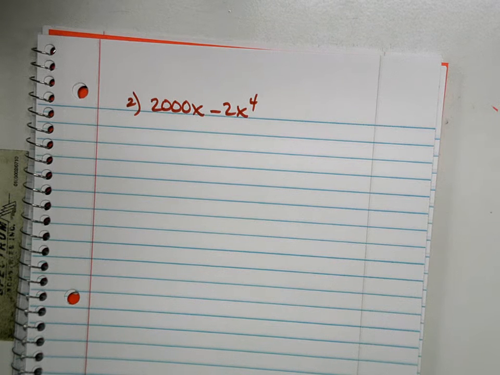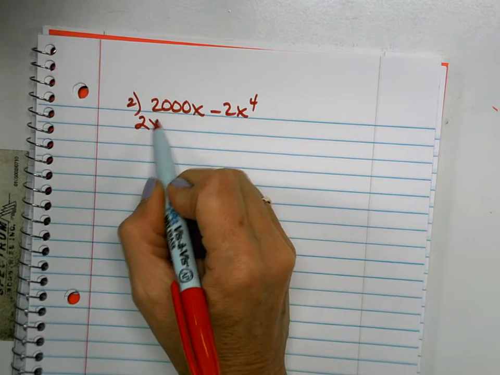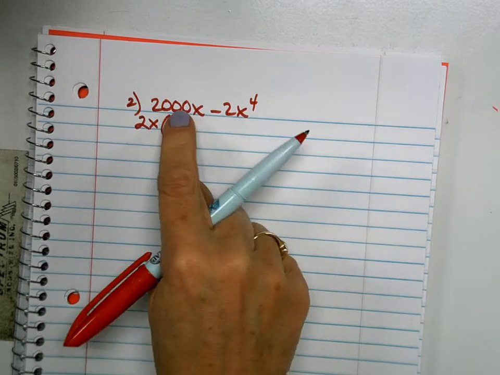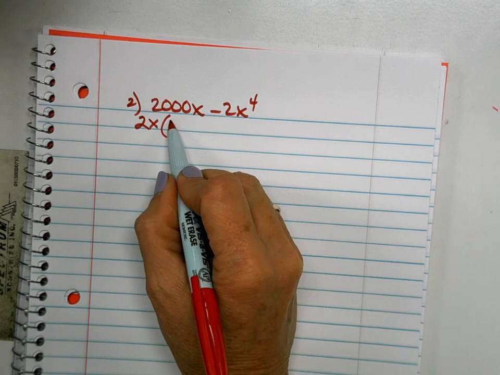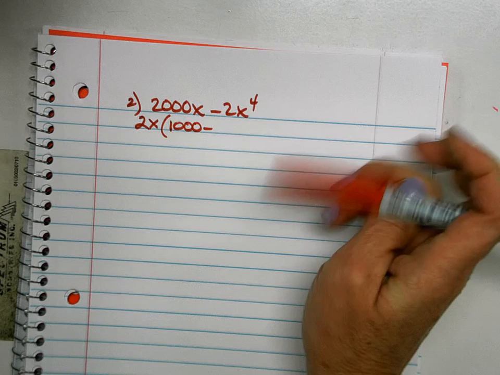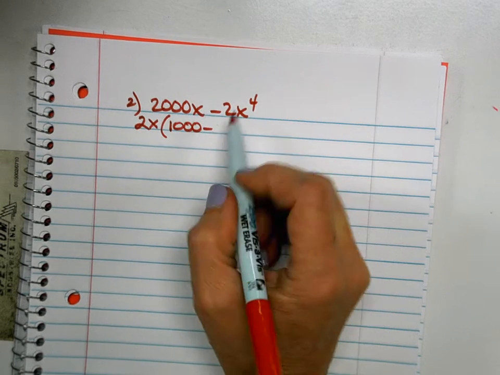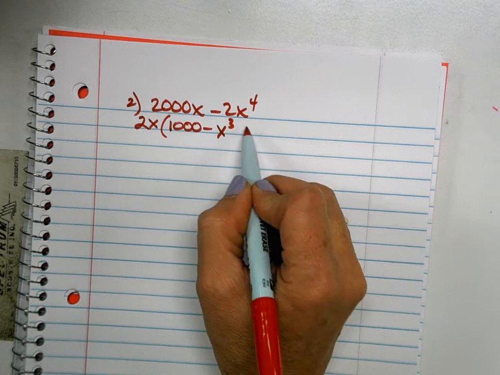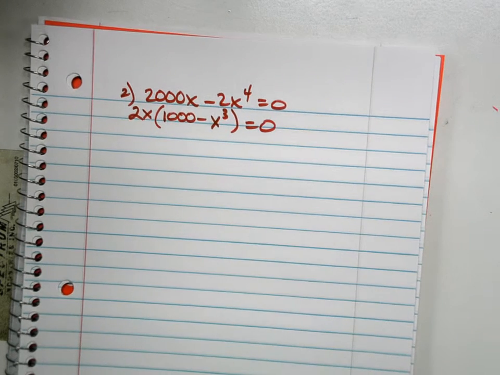What can I pull out of both 2000 and 2? First of all, what do each of those have? A 2. And then we also can pull out an x, right? Okay? So I pulled the x out. This would be 2000 divided by 2. What's that? 1000. Okay, and then here if I divided the 2 out, and then if I took one of the x's out, I'd still have x cubed. Oh, and this is supposed to say equals 0. Sorry, throw that equals 0 in.